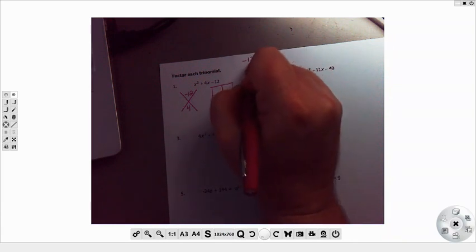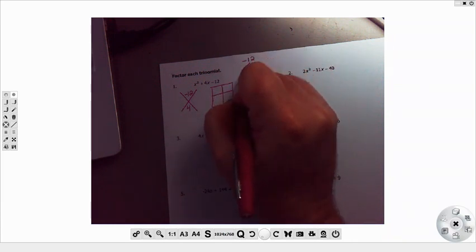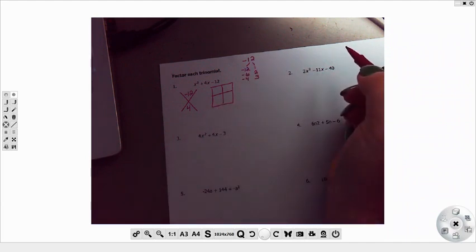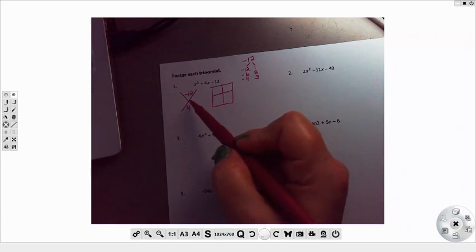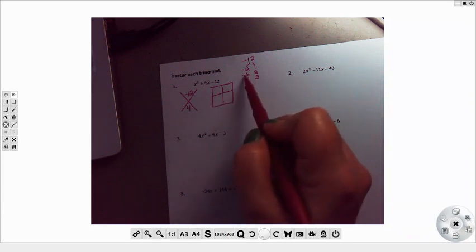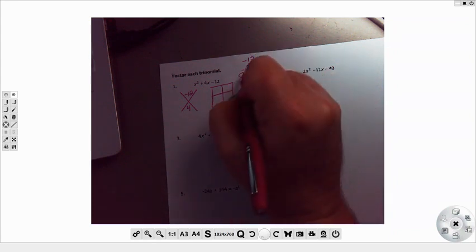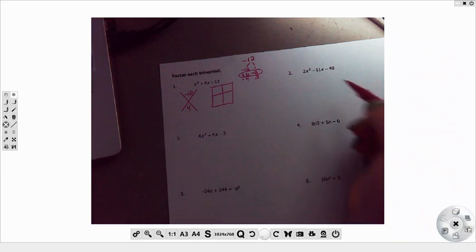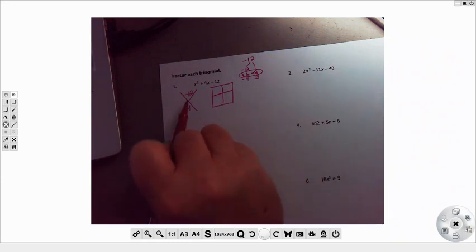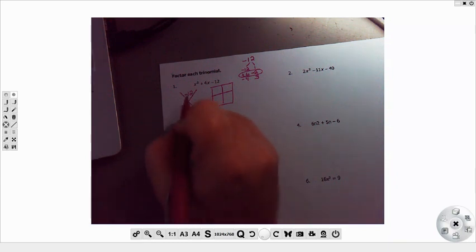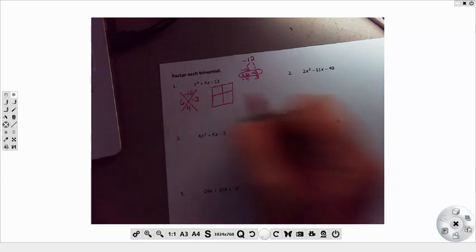So thinking about negative 12, again, think about your factors. Negative 12 and 1, negative 6 and 2, negative 4 and 3. Okay. What numbers can I multiply together to get negative 12, but add to get 4? Well, if I do this set, that would give me negative 4. But what if I were to make this a positive and make that a negative? Would that add up to get a positive 4, but still multiply to get that negative 12? Yes. So those are my two numbers.